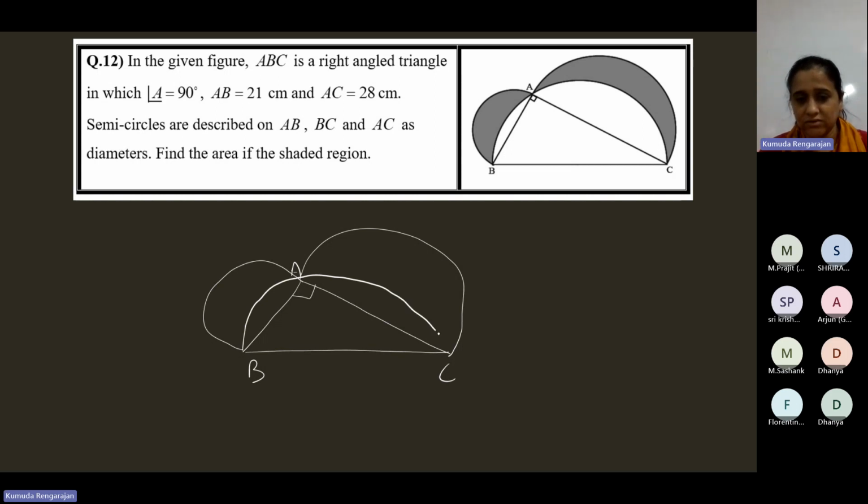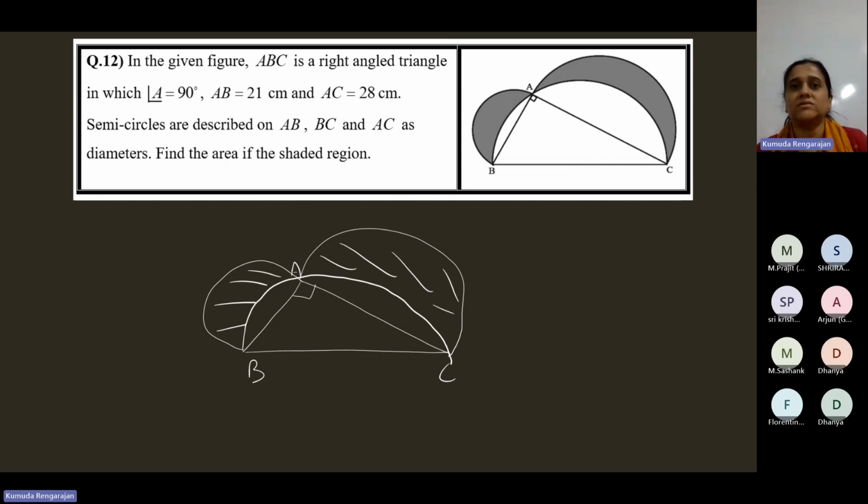You cut off like this. This is removed. From this figure, this is removed. The semicircle with diameter BC is removed. So what remains is only this one. This one remains, and that's exactly what we have to find.